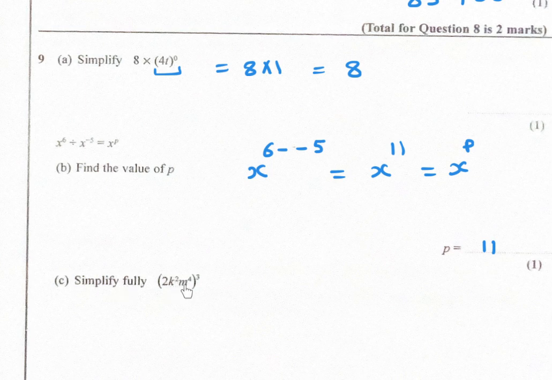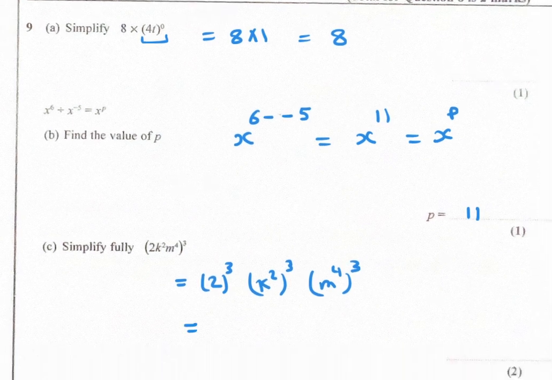2k squared m power 4 all power 3. Distribute the power. So 2 power 3, k power 2, all power 3, m power 4, all power 3. 2 power 3 equals 8, k power 2, all power 3, k power 6, m power 4, all power 3, m power 12. Multiply the power if you have more than one power.